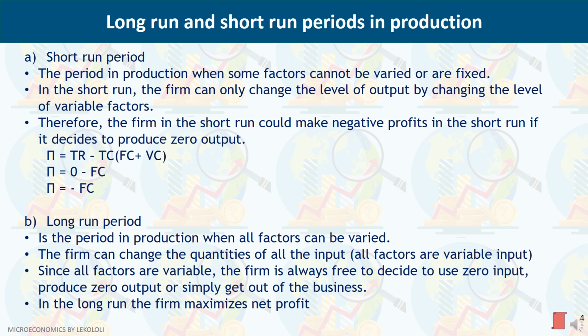So, in summary, the short run limits your ability to change certain factors, leading to fixed costs that can affect your profit. On the other hand, the long run allows you to adjust all factors and plan for the future with the goal of maximizing the net profit.